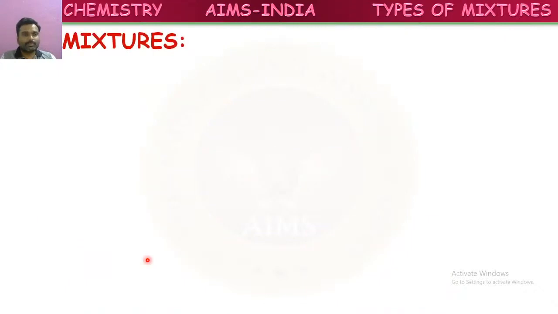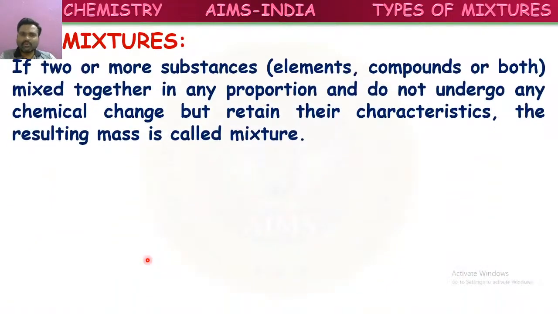Next, let us talk about mixtures. If two or more substances are mixed together in any proportion and they do not undergo any chemical change but retain their chemical characteristics, then the resulting mass is called a mixture. So if you mix two or more substances, after mixing also the properties or characteristics of the ingredients or components won't be changed. They retain their characteristics. Then that resulting mass is called a mixture.